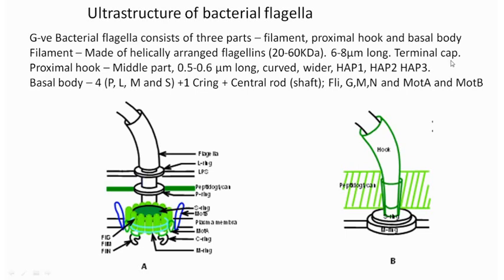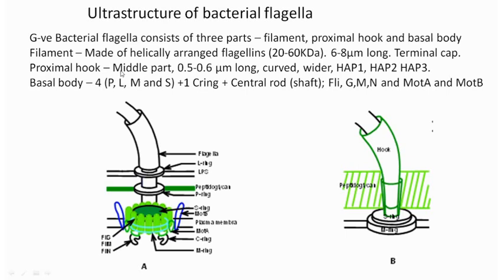and that has been named as hook associated protein, initially thought to be hook associated, but later on it was found to be on the cap protein. So the proximal hook is this region, which is comparatively a short region of 0.5 to 6.6 micrometer long, but it is wider than the filament and also the rod element, the basal element.